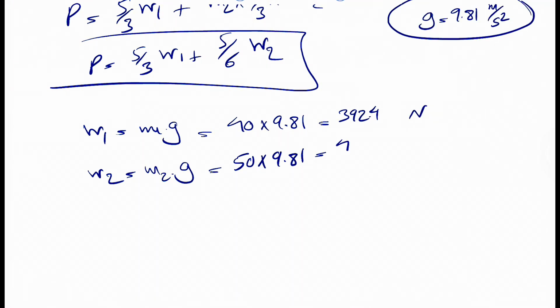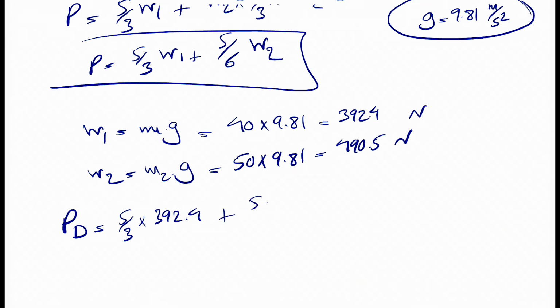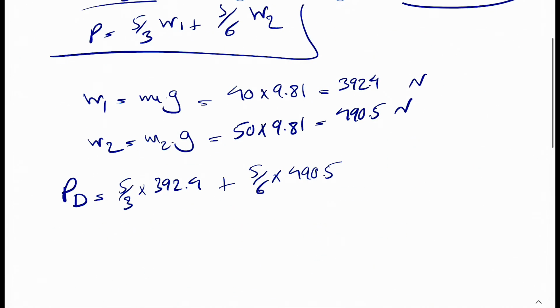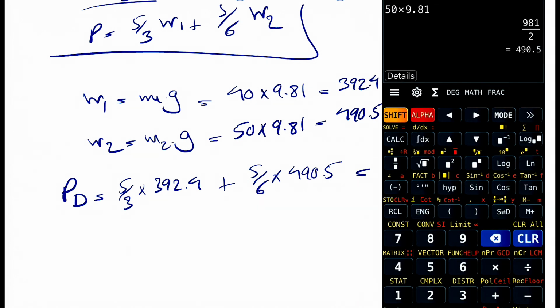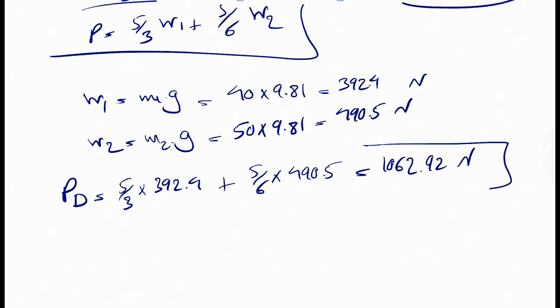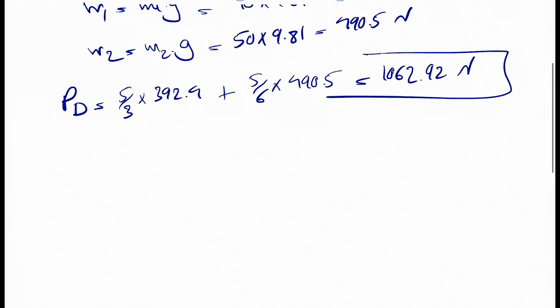So 490.5. If you want to find the dead weight, or PD, we simply have 5 over 3 times W1, which was 392.4, plus 5 over 6 times 490.5. So this is our dead weight, regardless of our live weight, which would be the weight that we're going to put on the platform. This will be the same thing, and let's calculate this. So this is going to give us 1062.92 newtons as our PD, and that was our dead load.